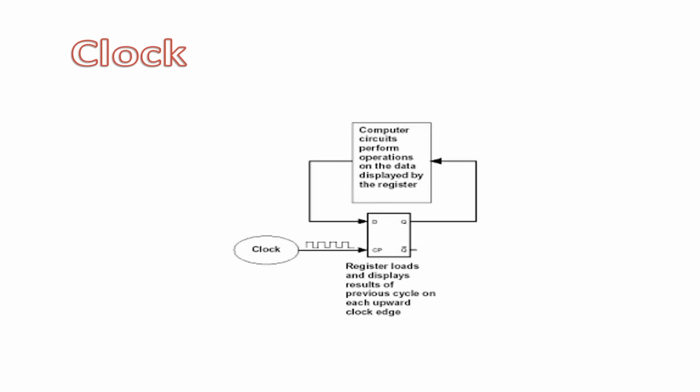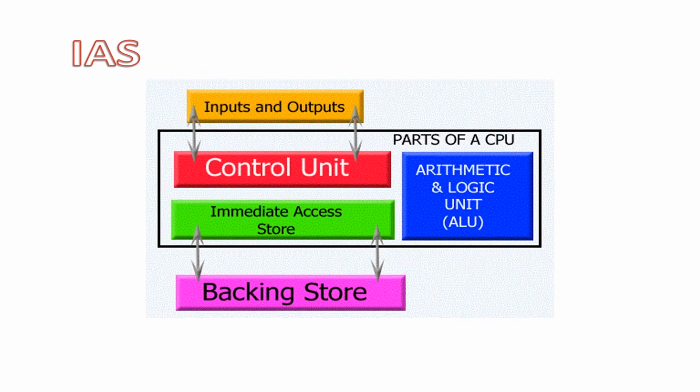The clock. Each operation within the CPU is carried out at a clock pulse. No operation, regardless of how simple it is, can be performed without the clock tick. Immediate Access Store or IAS. This unit of the von Neumann computer stores both programs and data. IAS is commonly referred to as RAM that can store data in the form of bit patterns. The data is stored at a particular memory location, also known as the unique memory address.